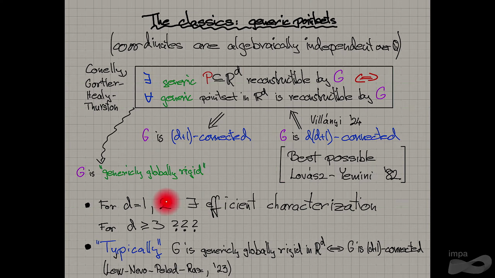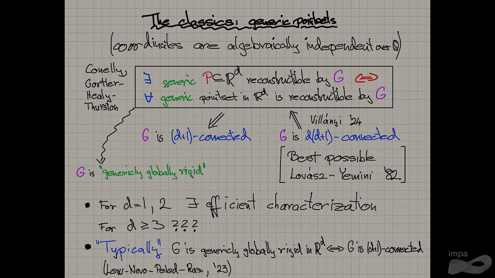Because of this lack of knowledge, researchers did study also the typical behavior of graphs concerning that. And most recently, Lev, Nevo, Peled, and Raz got an as good result as possible. Namely, they proved that typically G is generically globally rigid in R^D if and only if G is D+1 connected. So what does it mean? I'm going to tell you later. It is in form of a random graph process.